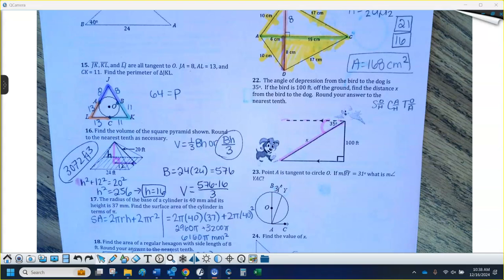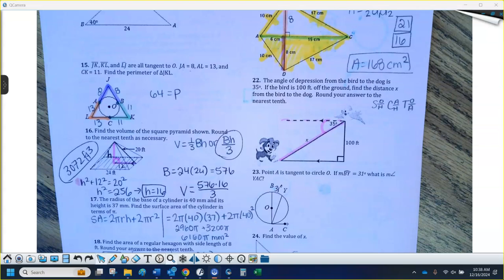What angle could I figure out? If this is 35 from the bird looking at the dog, what other angle do you know that maybe would be inside the right triangle? Where would it be? Yeah, it would be 35. Where would it be? Kind of next to it. Here or here? Up top. Up at the bottom. And that always messes people up, the angle of depression.